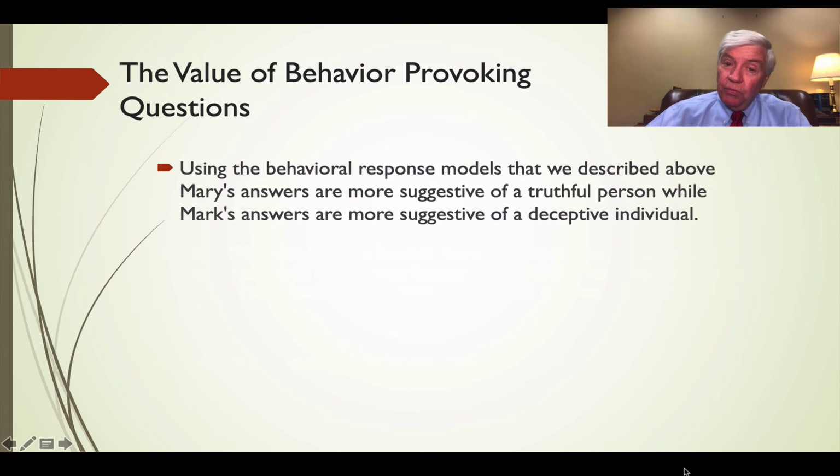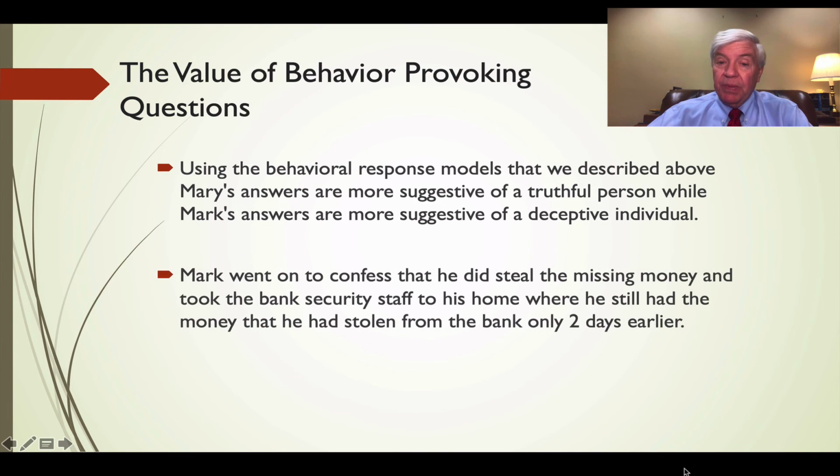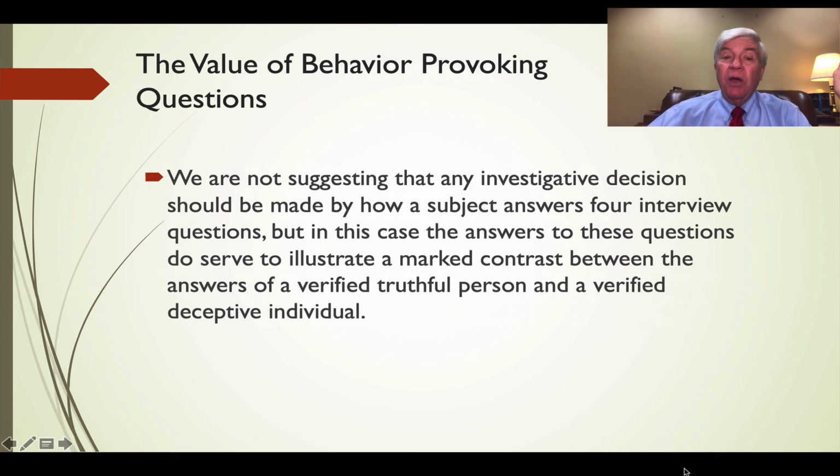So using the behavioral response models that we talked about earlier in the program, it certainly would seem as though Mary's answers are more suggestive of a truthful person, while Mark's answers are more suggestive of a deceptive person. Mark went on to confess stealing the missing money, and in fact, he took the bank security staff to his home, where he still had the money that he had just stolen 2 days prior from the bank. Now, we're not suggesting that any investigator make a decision based on how an individual answers 4 behavior-provoking questions, but in this case, these questions do serve to illustrate a marked contrast between the answers of a verified truthful person and a verified deceptive individual.